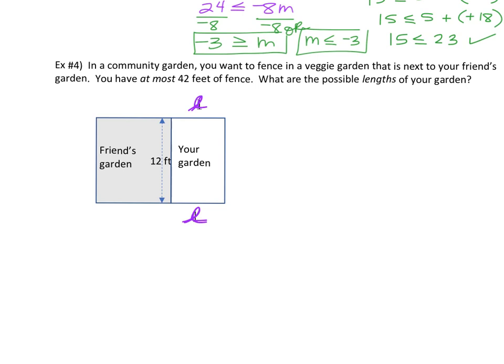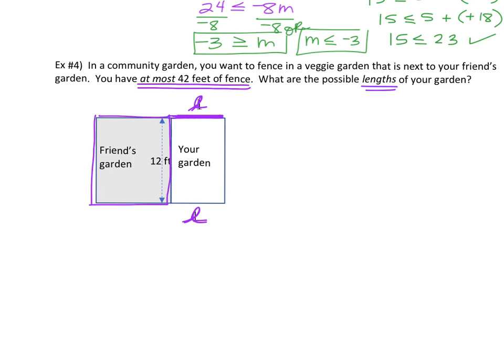Okay, here it goes. It says in a community garden. So everyone has their own little garden space. Okay? You want to fence in a veggie garden that's next to your friend's garden. So your friend already has a fence around her garden like this. It says you have at most 42 feet of fence. At most. So you don't have any more than 42 feet. Okay? I want to know what are the possible lengths of your garden. So what possibilities do you have for how long that could be?